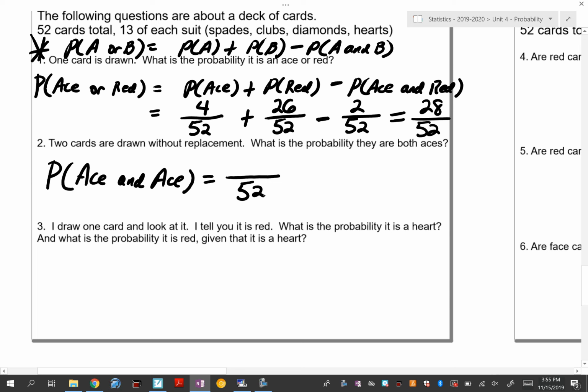When I haven't drawn a card yet, how many cards are there? 52. And how many aces are in that deck? 4. But when I multiply to get the second one, I've already pulled one card. So now there's 51. And, David, I pulled an ace, so now there's only 3 aces left. So that's it. They just want me to pull 2.